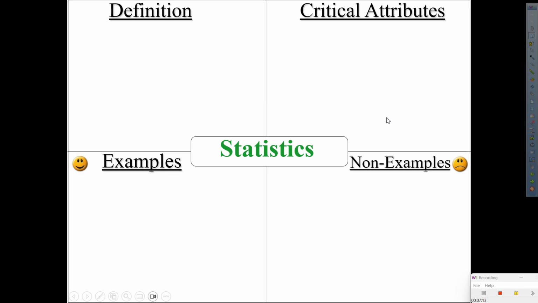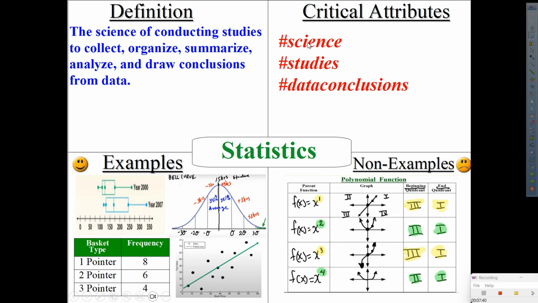All right, so let's see. Look up. Did your neighbor say something to the effect that it's a science? Data collection and conclusions, yes? Very good, yeah, it's a science. Data conclusions. I want to hear those words: conclusions, science, something about data, analyze, organize, and such.